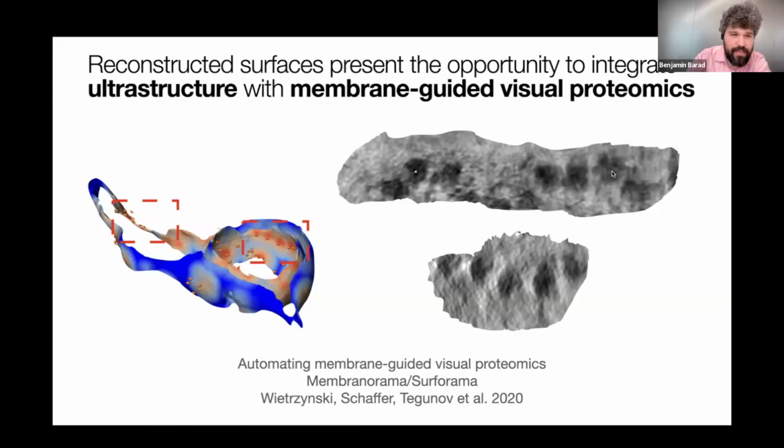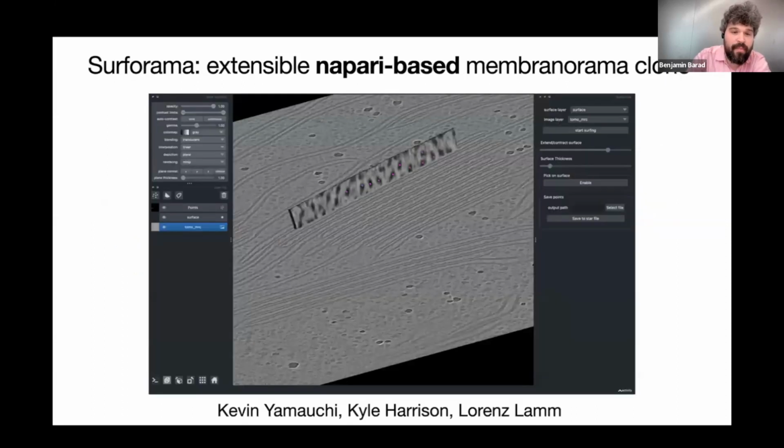Membranorama was first developed by Dmitry Tegunov and was in this 2020 paper. It's a Windows-only software. It's very manual. But more recently, a group including Kevin Yamauchi, Kyle Harrison, and Laurence Lam have developed this tool, Surforama, that is implementing a very similar approach in Napari. And so Napari is in Python land. It's very easy to build tools with it. And so now we're able to use sort of our surface tools in Python, in the world that we feel comfortable in, and do this kind of manual picking or just visualization in this really nice environment that's cross platform.